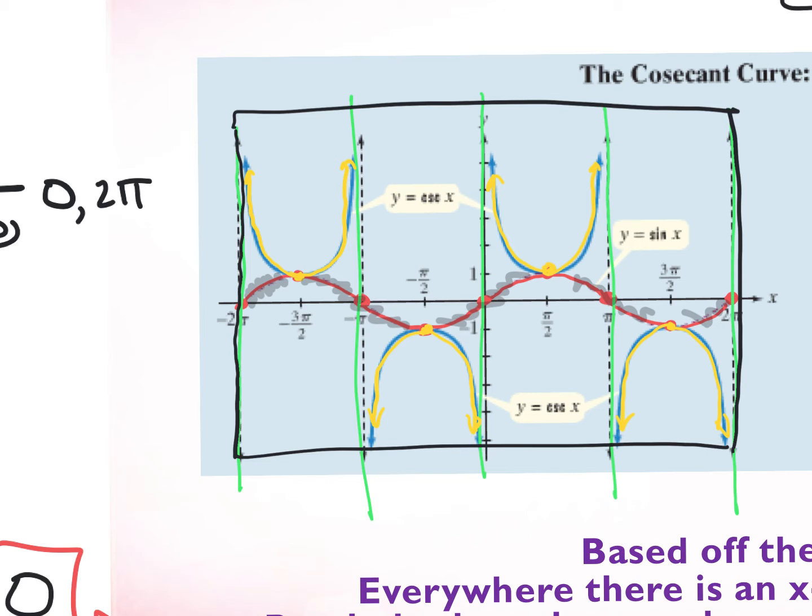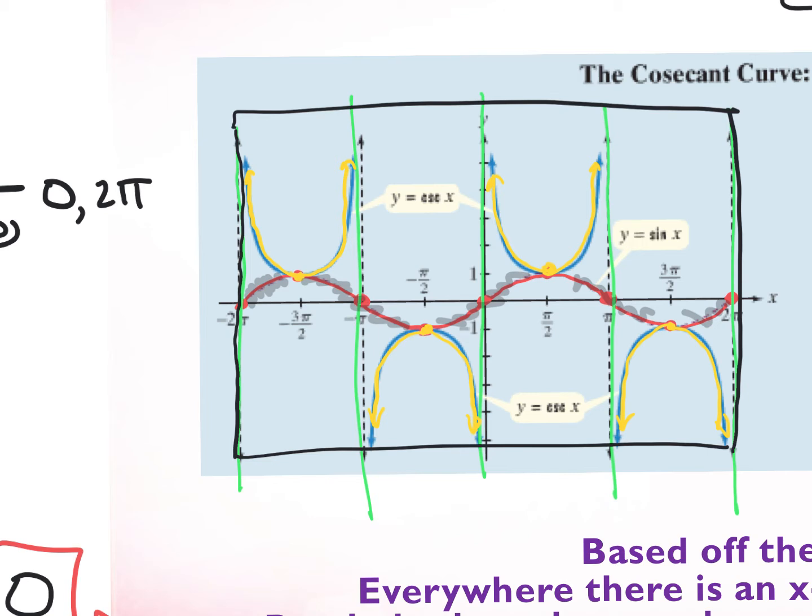I do have a box of colored pencils that I could pull out, and you could color code it. You could say the cosecant graph is yellow, the asymptotes are green, and the sine graph is red. Either way. For those of you at home, you could color code it if you wish, but you don't have to. So this is how we would graph the cosecant graph. It's always based off of the sine graph.